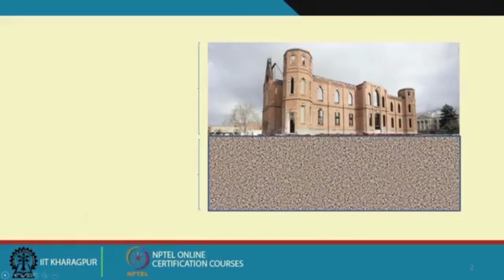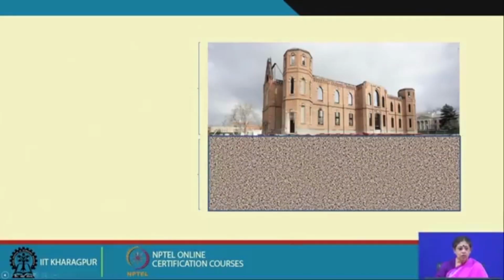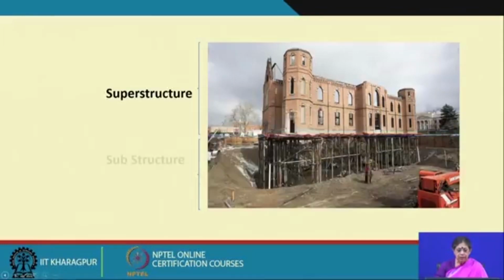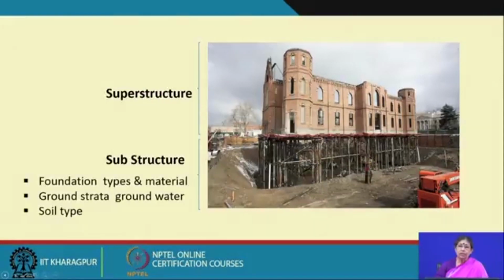So, our topic today is maintenance and repair. Now, when we talk about any historic structure, there are two parts of the historic structure. One is the superstructure, that which we see above the ground, and the other is the substructure, which is below the ground, generally the foundation and others. Substructure means the foundation, the types of material, the ground strata, the groundwater and the soil type.